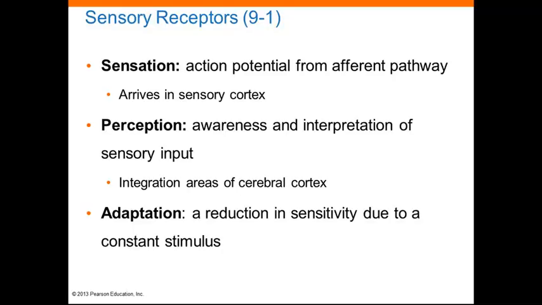Another term, adaptation, is listed here. Adaptation is a reduction in sensitivity to the presence of a constant stimulus. This is achieved by reducing the amount of information arriving at the cerebral cortex. Really, only about 1% of the information provided by your afferent fibers reaches the cerebral cortex and our conscious awareness to become perception.